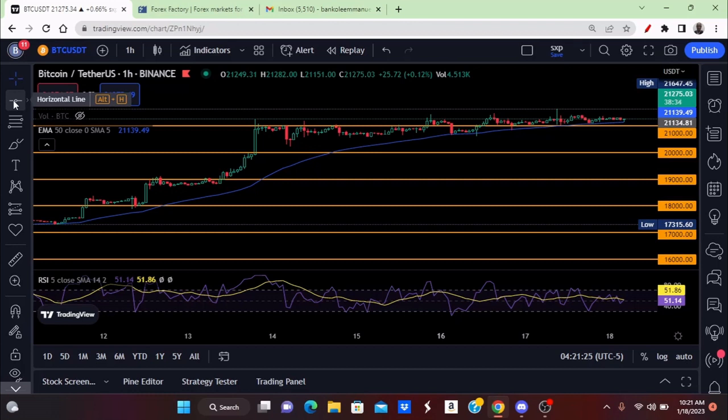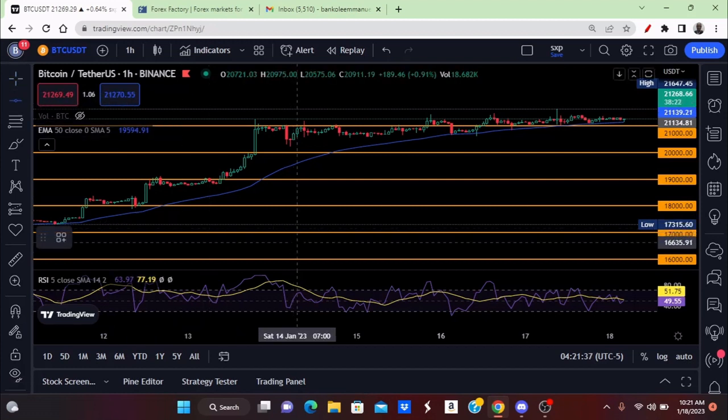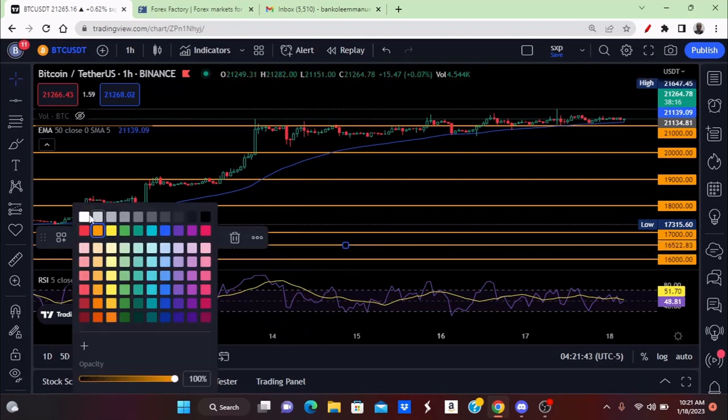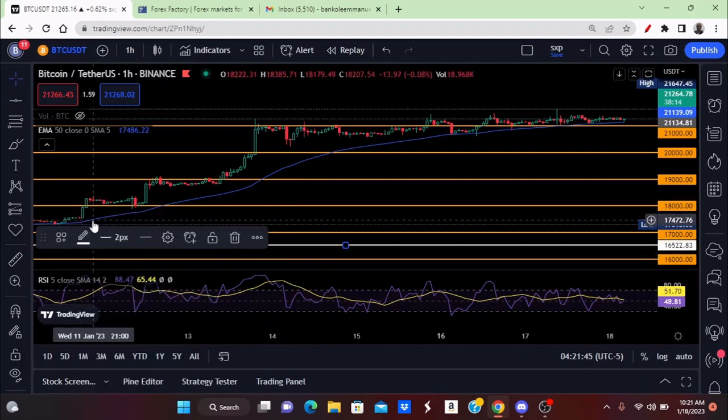because most of the time our entries are going to be on a lower time frame, like let's say the 15 minutes or the 5 minutes. So you're going to see how those levels are important on those time frames. So I'll be selecting my 500 level. I'll be selecting 16,500, and I want to change the color to, let's say, white, to make the difference, to know that that is my 500 level.